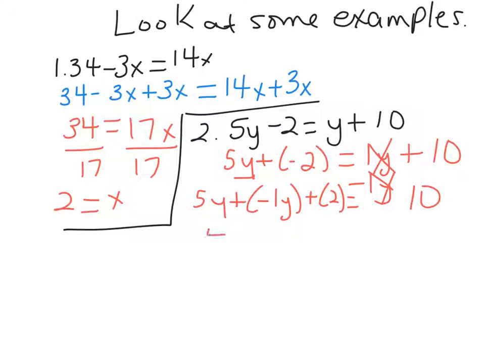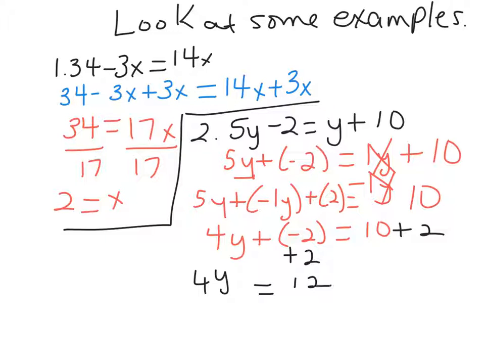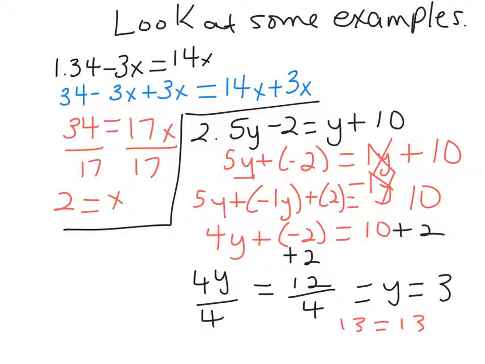Now we have 4y plus negative 2 equals 10. We will eliminate the 2. And now we have 4y equals 12. We will divide by 4, and we will end up with y equals 3. Plug that back in to your problem and see if it works. And it should end up with 13 equals 13.